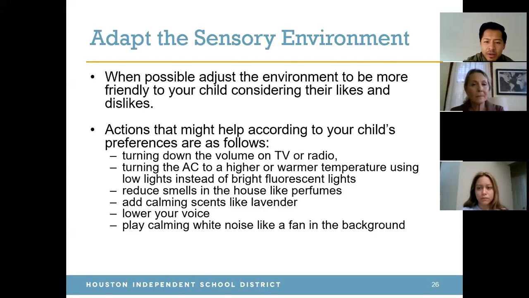If it's too loud at home in terms of having the TV or the radio, or there's a lot of other kids in the home, maybe helping the child to move to a different space, or maybe some headphones, or maybe asking the other children to lower their volume, or to go to a different room. Again, with the example for the AC, turning it either lower or higher.